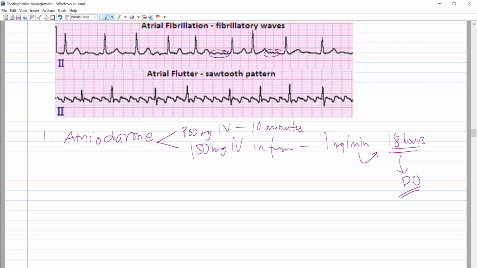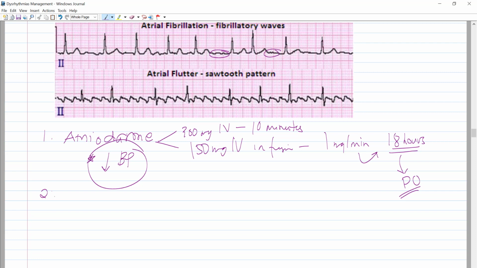Now that is to fix the arrhythmia. But remember, with amiodarone, you have to be careful using this because it can drop the blood pressure. So make sure you monitor their blood pressure very closely.